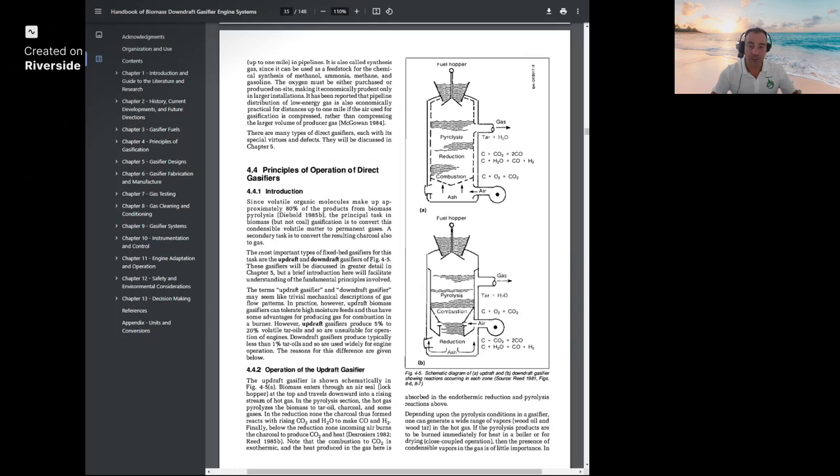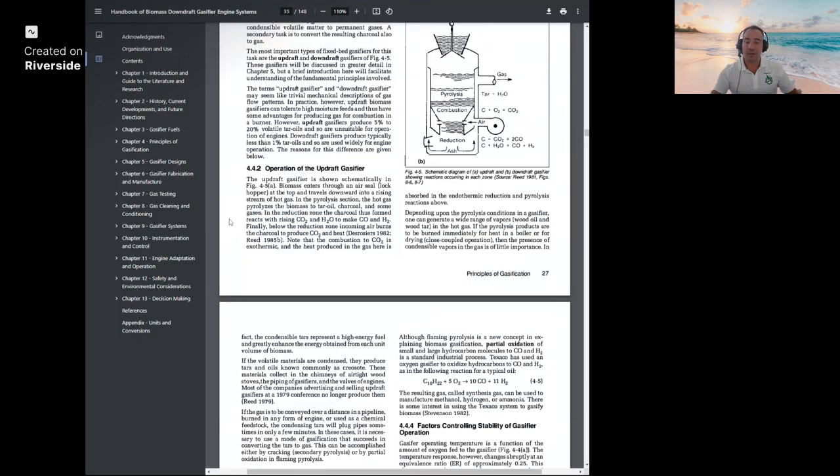There are many types of direct gasifiers, each with its special virtues and defects. They will be discussed in Chapter 5. We'll get into that. So Figure 4.5 is a schematic diagram of an updraft and downdraft gasifier showing reactions occurring in each zone. So this is the updraft gasifier, this is the downdraft gasifier. Then 4.4, principles of operation of direct gasifiers.